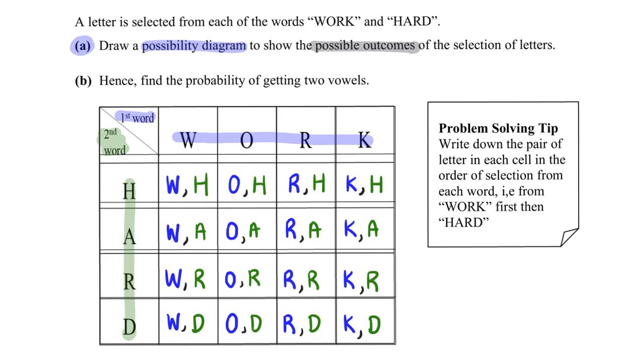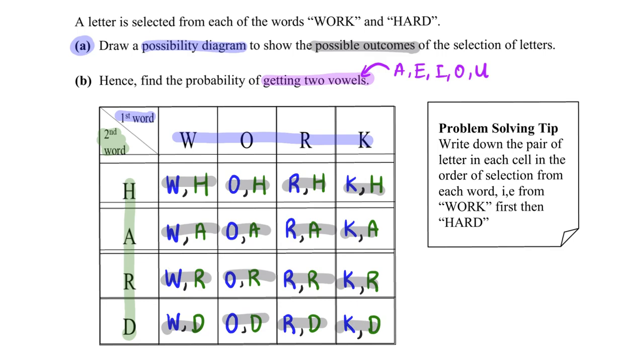Part B, find the probability of getting two vowels, and for vowels it is A, E, I, O, U. So out of the total number 16, how do I know it's 16? 1, 2, 3, 4, 4 by 4 is 16. Total number of possible outcomes is 16.